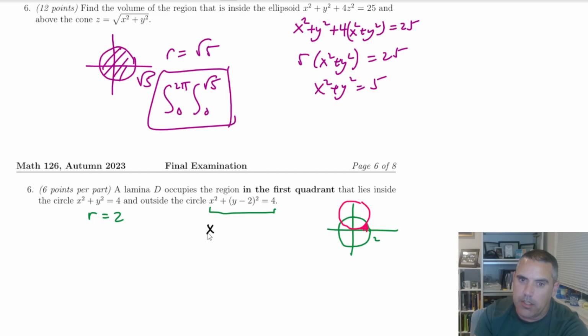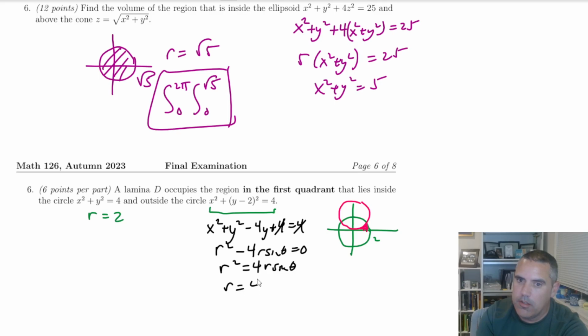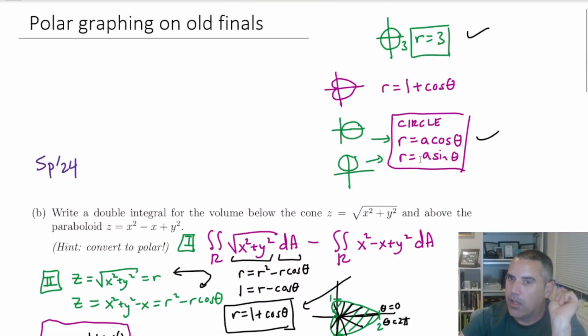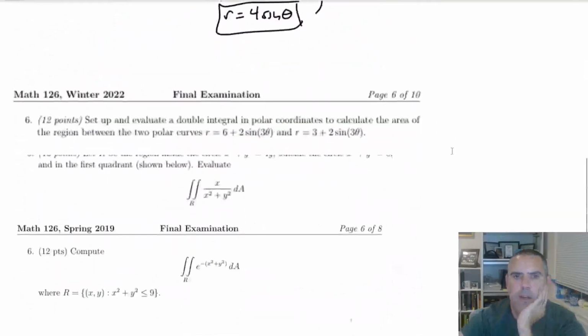But anyways, I would like to convert. We've actually seen this a few times. It's easier to expand first and then convert, but then you get r squared minus r sine of theta is 0, so then you get r squared equals 4 r sine of theta, and you get r is 4 sine of theta. And that's that circle not centered at the origin. So yes, this happened, the circle not centered at the origin. What else we got here?